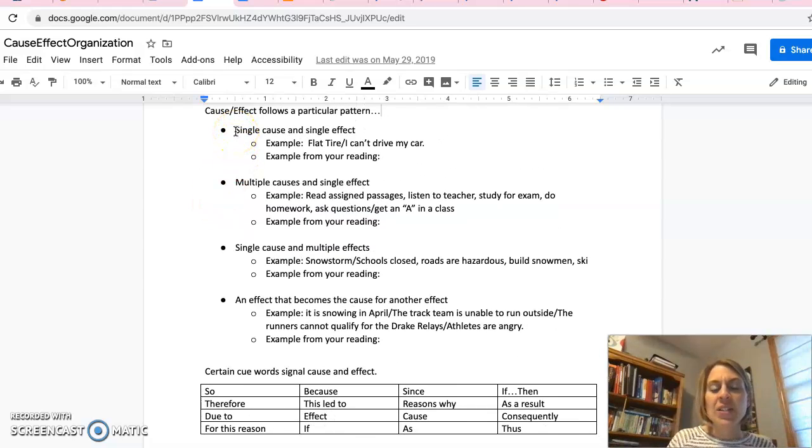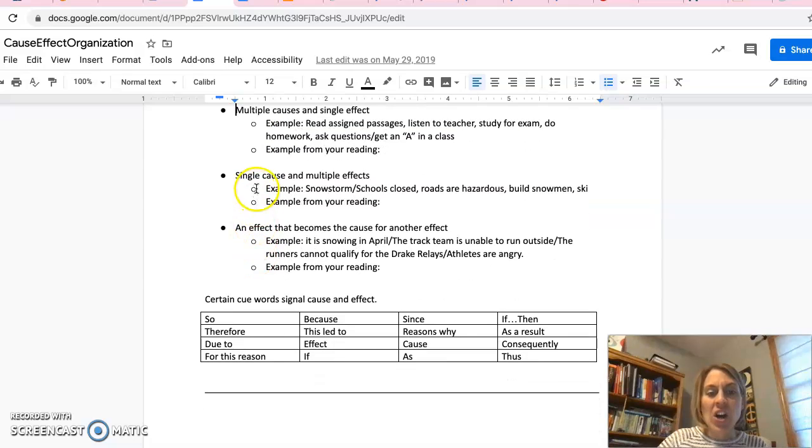So there's a couple of patterns that can happen. We can have a single cause and a single effect. It's raining, cause 1, effect, I bring my umbrella. Flat tire, can't drive my car. I might have multiple causes leading to one single effect. And the example that's on this sheet is that I read the passages I'm assigned, I listen to my teacher, I study for exams, I do my homework, I ask questions. All of those causes lead me to the effect that I get an A in the class.